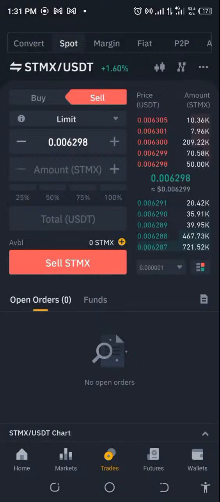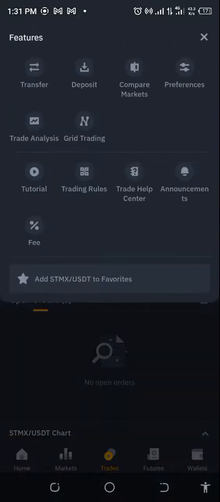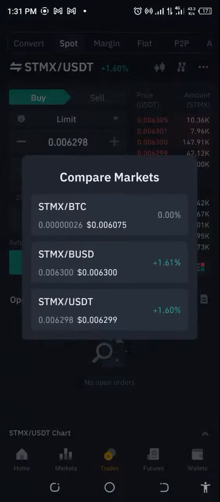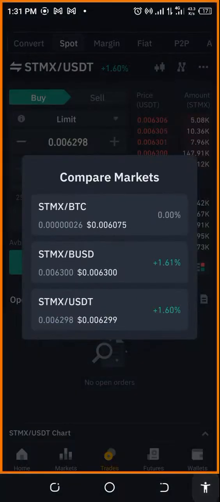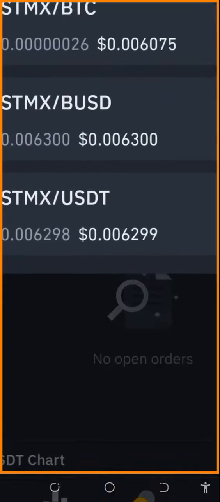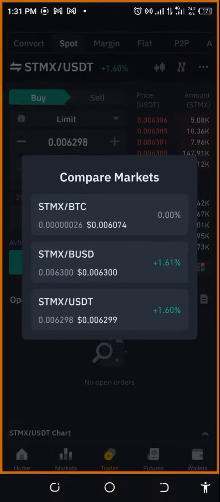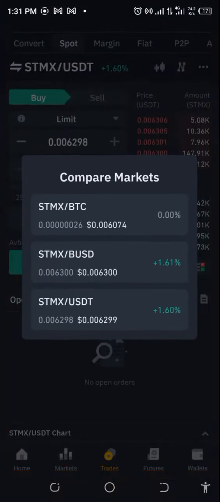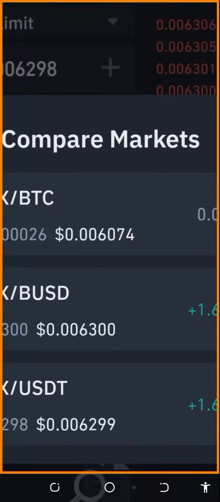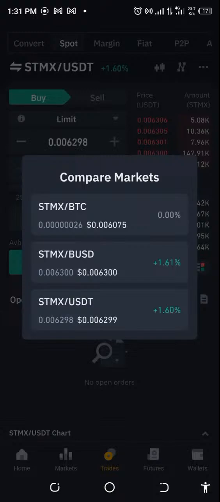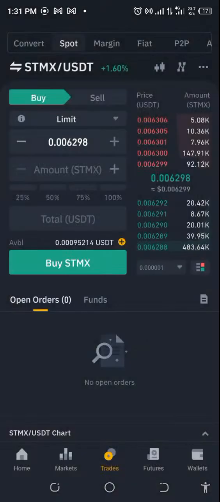Okay, and first of all, like I always say, the first thing you need to do is to check and compare the markets to see what's going on there, see if there's any opportunity whatsoever. Okay, it looks like there's an opportunity here, so I'm just going to try and see whether I can actually buy STMX with my BTC. So let's see the price. It's 0.006074, while on the others you can see the difference there. So let's go ahead and see what we will do.